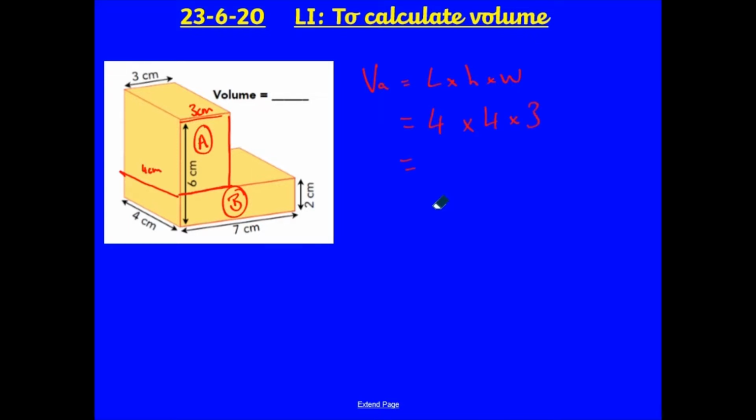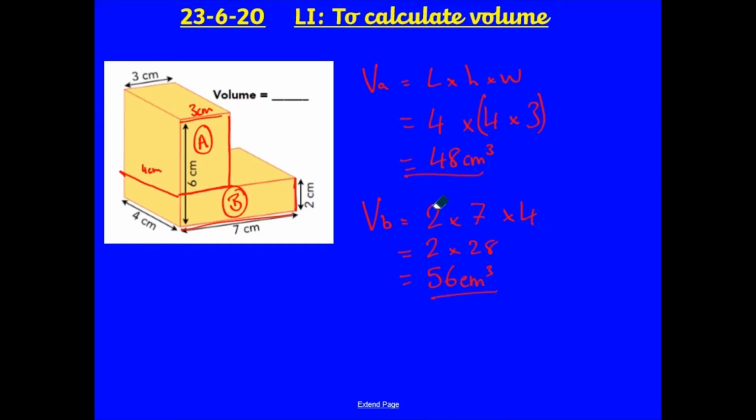4 times 3, I'll do that first. 4 times 3 is 12, and then 12 times 4 is 48 centimeters cubed. The volume of B, in this case, I've got 2 times 7 times 4. Let's go with 7 times 4 first, because I can just double it at the end. 7 times 4: 7, 14, 21, 28. So it's 2 times 28, which is equal to 56 centimeters cubed.